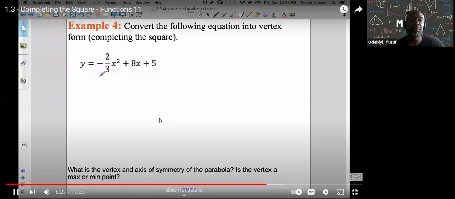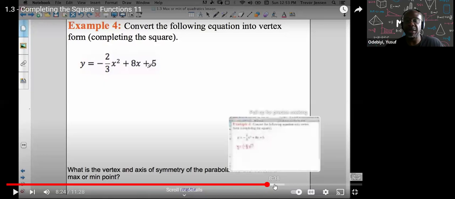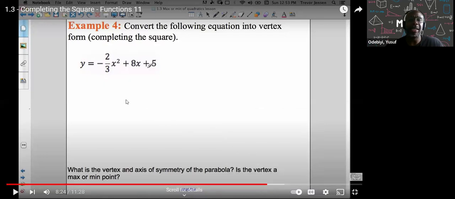Let's move on to this one since it has a fraction. Okay, so this one is a little trickier. Why? Because I have a fraction here. I'll go through this. This will be the last one, and then we'll go on to another thing. But nothing really changes. The process is still the same. The only thing is it's a fraction and it's a negative number.